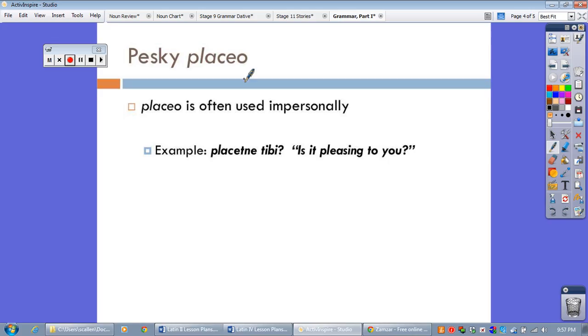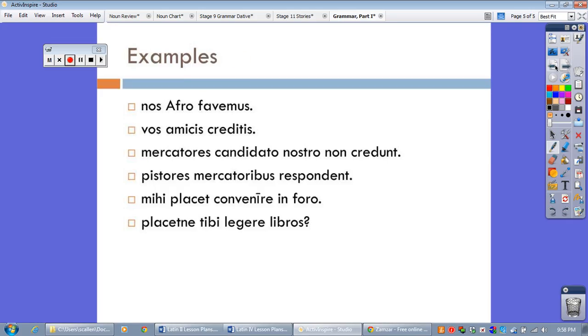Placeo is kind of a strange verb. It means to please. It's often used what's called impersonally, as in this example, placetne tibi, which means, is it pleasing to you? That's kind of strange. I don't know why I put that in there. Just ignore that, okay? So let's take a look at some of these really quickly.